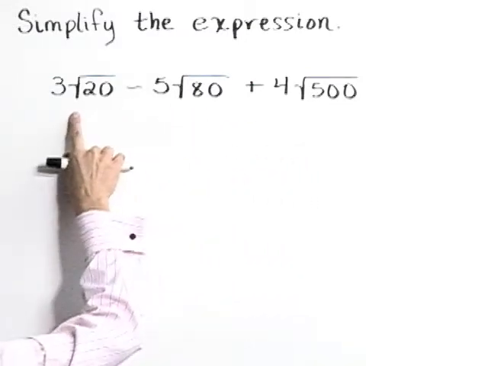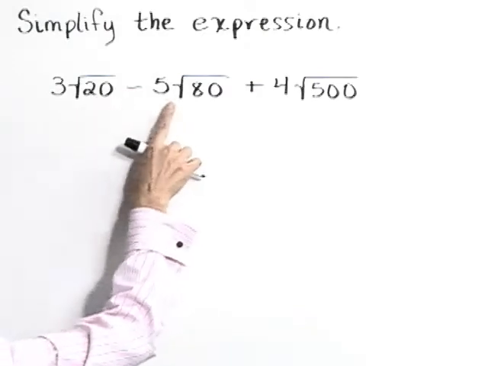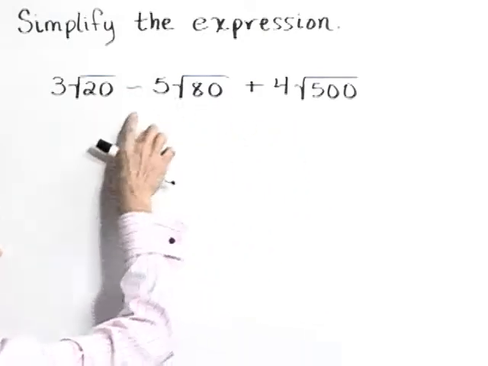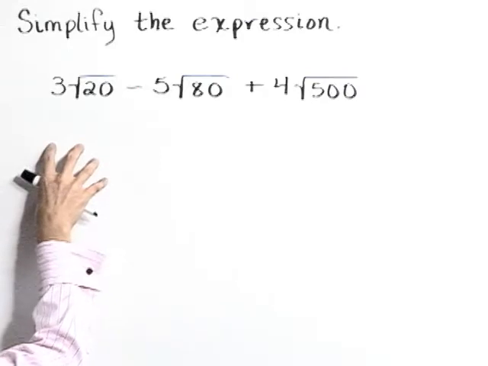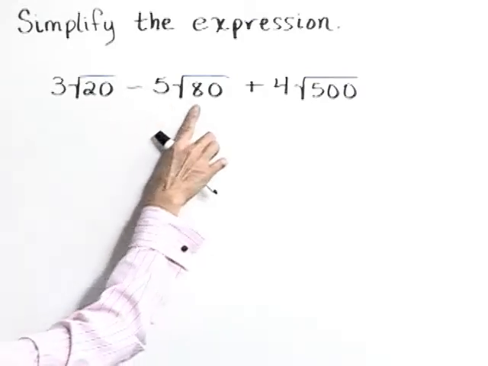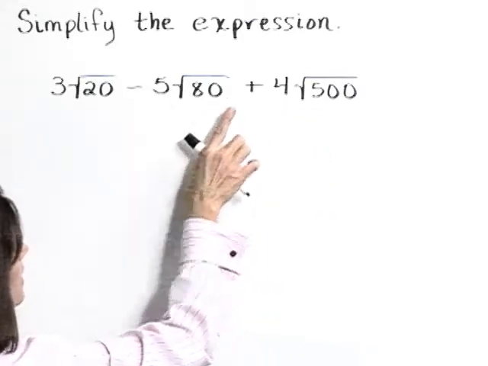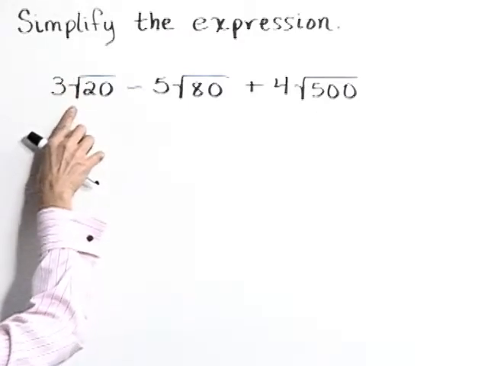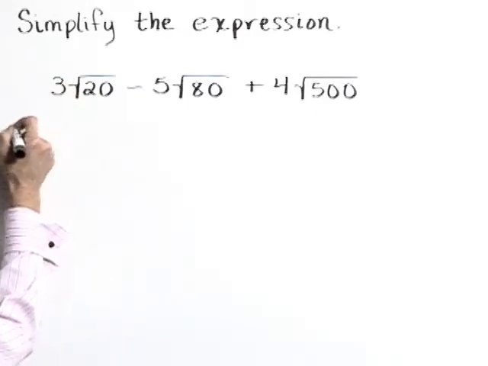They are indeed all square roots, but our values underneath the radicals are different, so we can't combine these terms as they are now. But we can simplify each term by taking out of those radicals any perfect square factors.